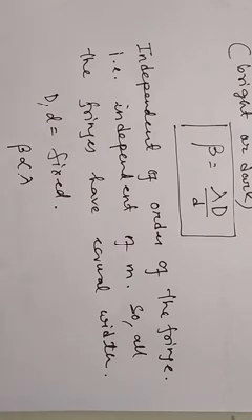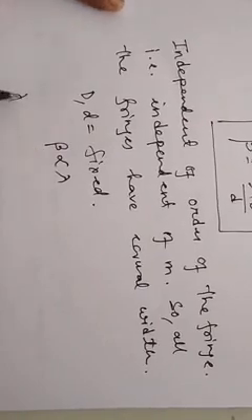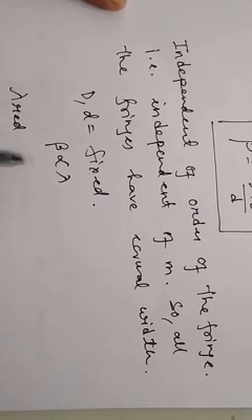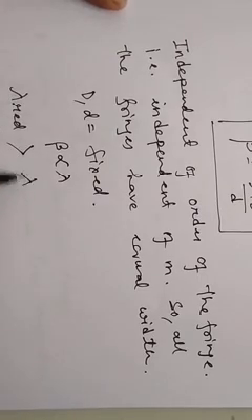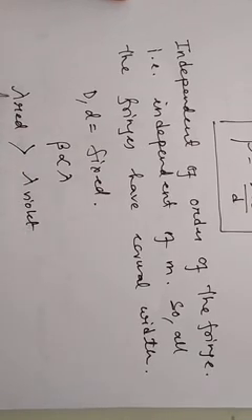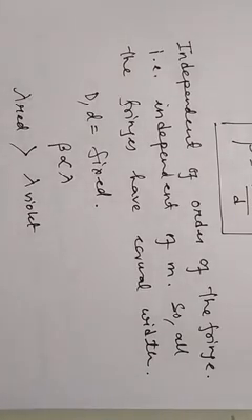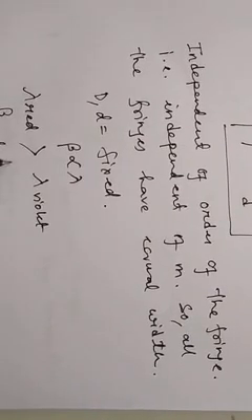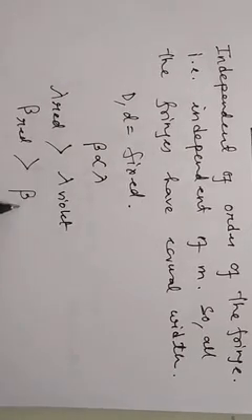We know the wavelength of red light is greater than the wavelength of violet. So if we are using red light as our source, then the fringe width will be greater than the fringe width due to violet light.